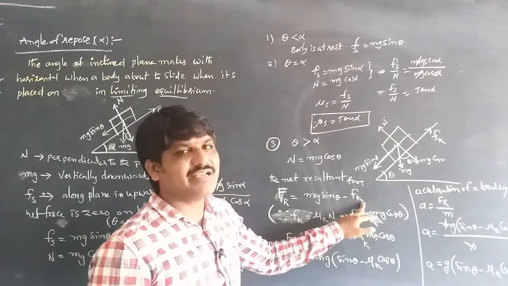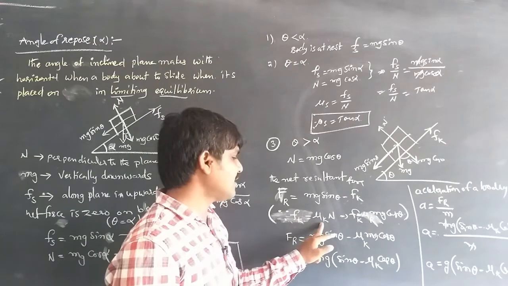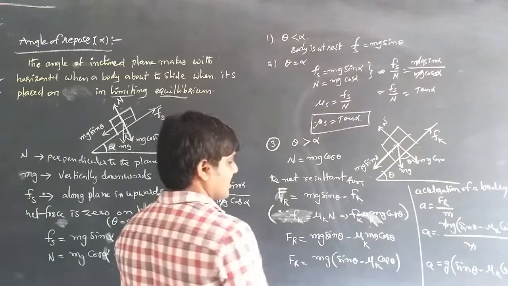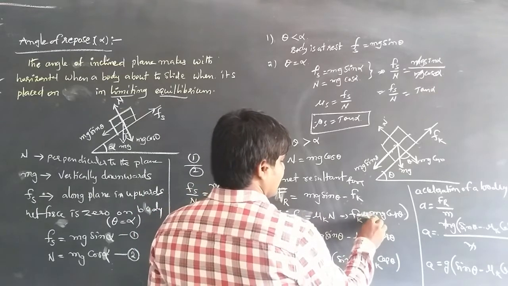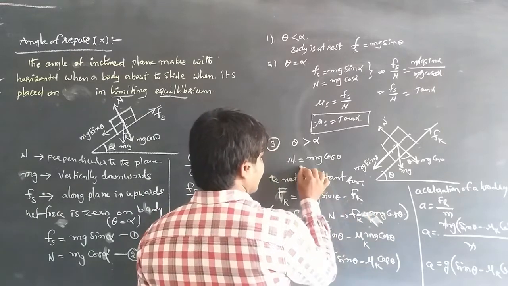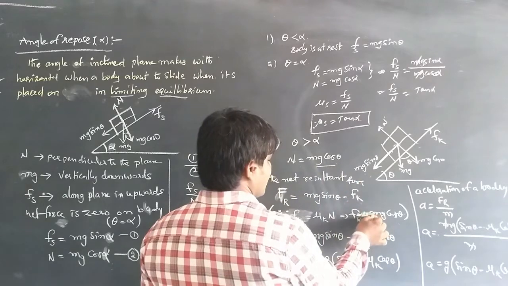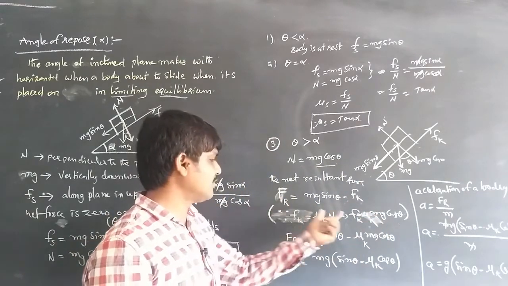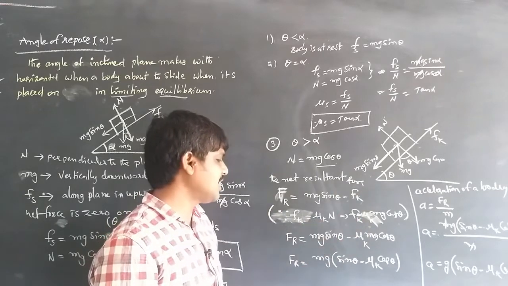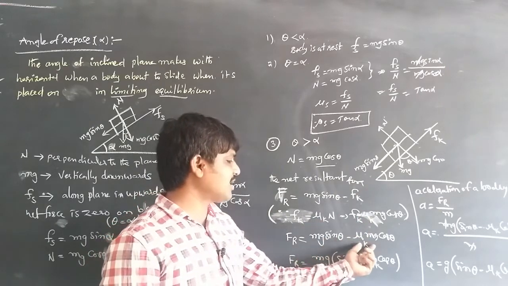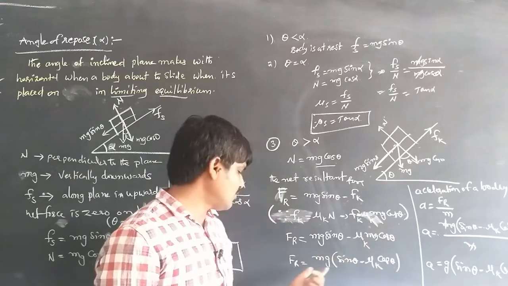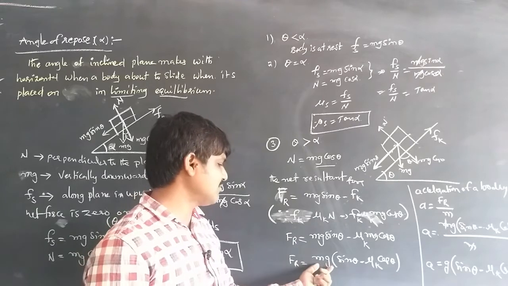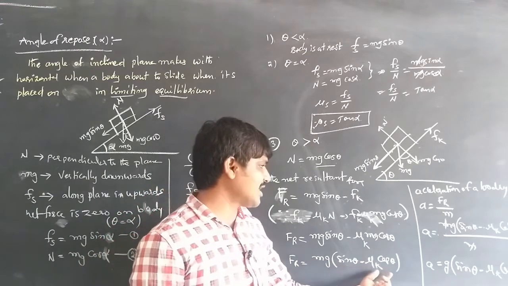The kinetic friction Fk is equal to mu k N, and since N is equal to mg cos theta, Fk is equal to mu k mg cos theta. If we substitute this into the equation, the resultant force Fr is equal to mg sin theta minus mu k mg cos theta. So the net force on the body is Fr equal to mg of sin theta minus mu k cos theta.